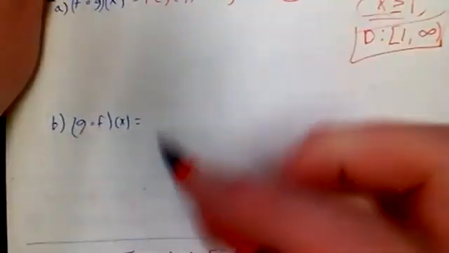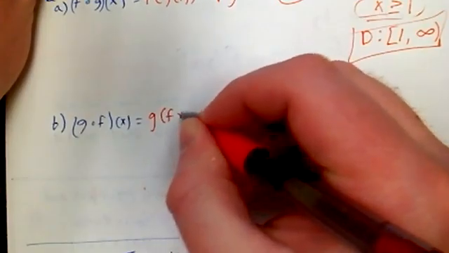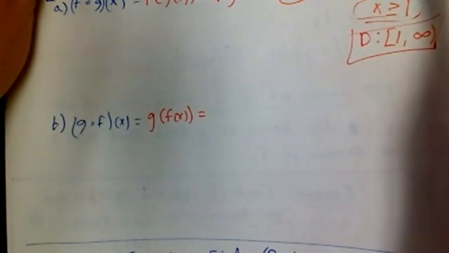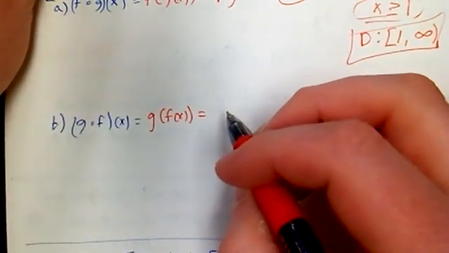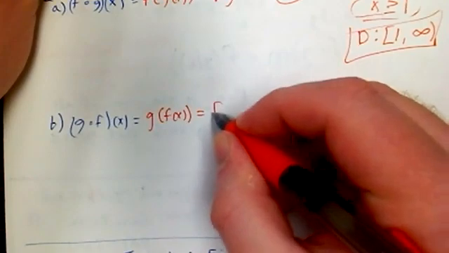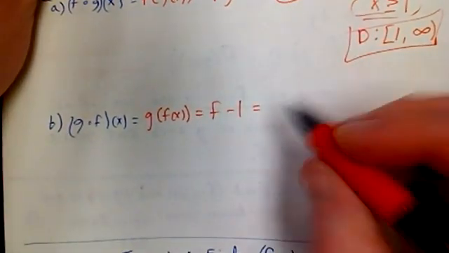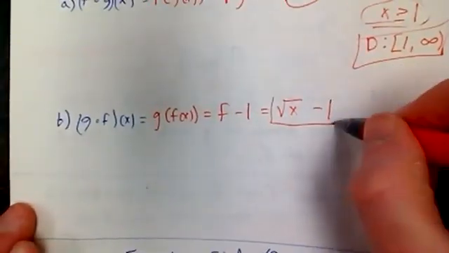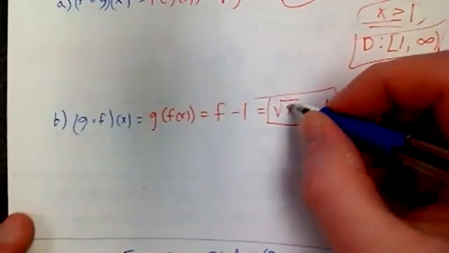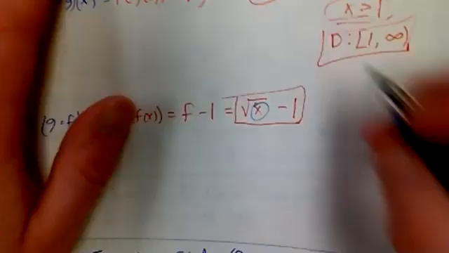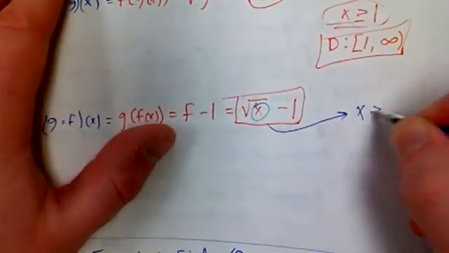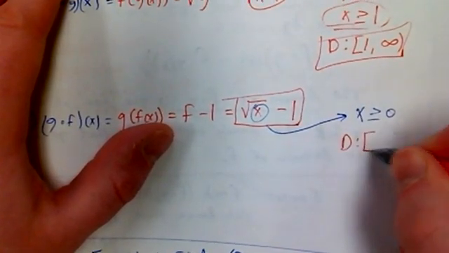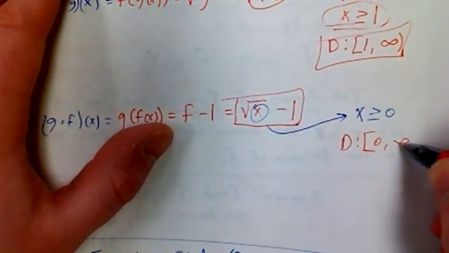Let's keep going. g of f of x is g of f of x. That's going to be g, but wherever we see an x, we're going to put f. So instead of x minus 1, I have f minus 1. So that's going to be square root of x minus 1. That's fully simplified. And once again, the only problem I have here is I need to make sure this is greater than or equal to 0. So that gives us our domain here. Our domain for this composition is from 0 to infinity.